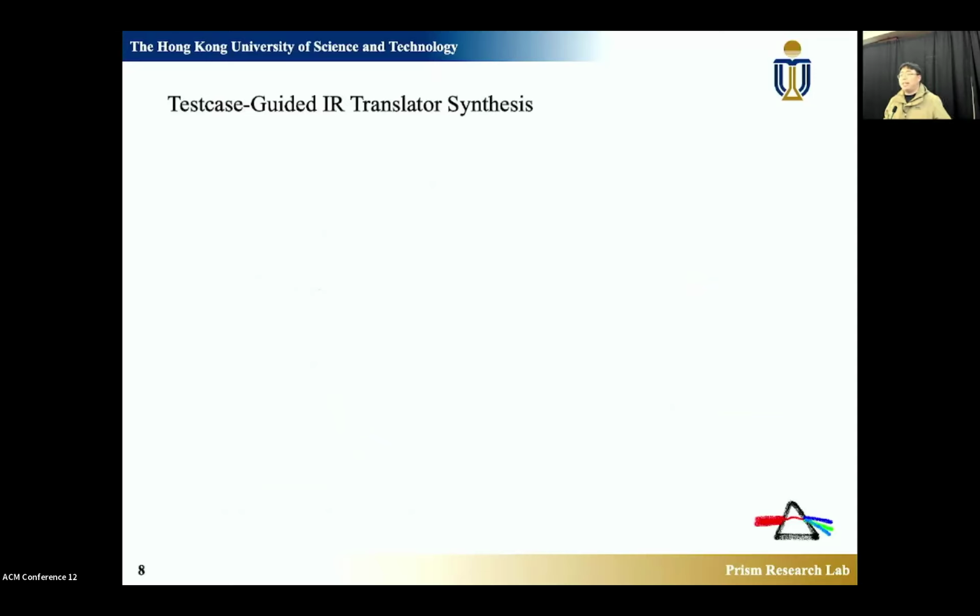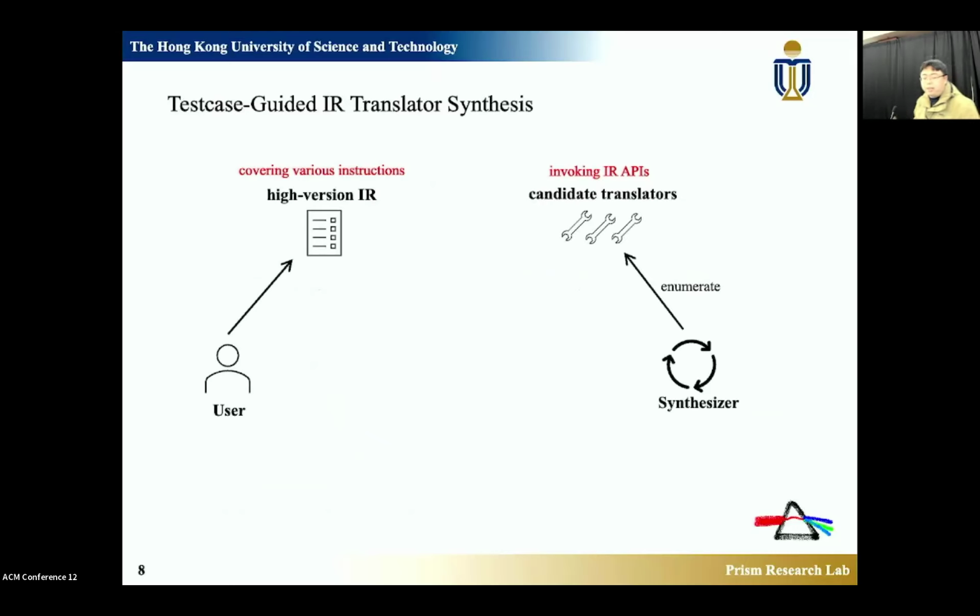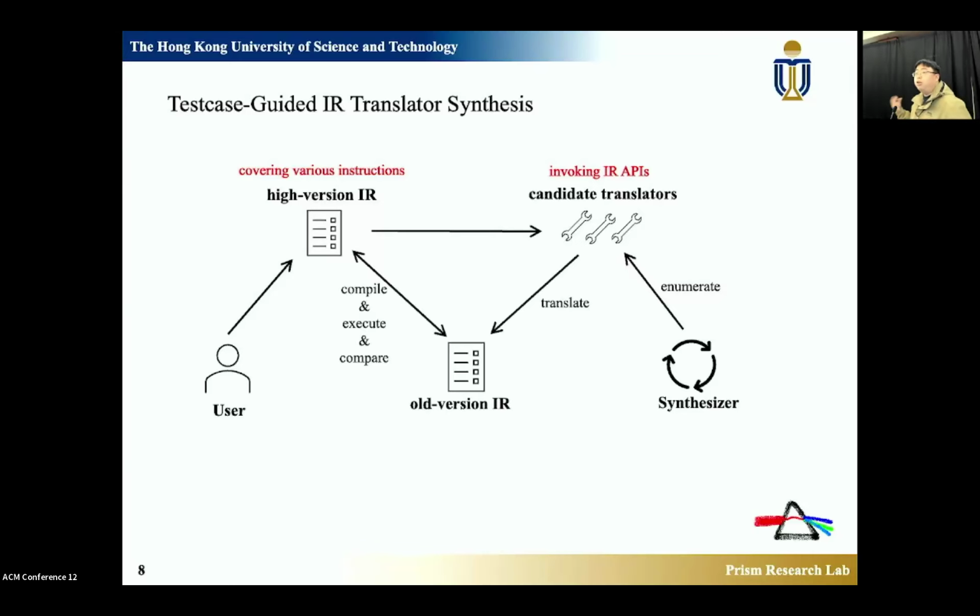So currently, our problem has become the test-case-guided program synthesis problem. The user provides a high version of IR as a test case that covers different instructions. And our synthesizer just enumerates the candidate translators for different instructions, and it can leverage the IR APIs to achieve this goal. By applying such a candidate, we can translate the high version of IR to the low version, and by comparing their outputs, we can validate whether the candidate translator for each instruction is correct or not. So basically, this is a very standard workflow for test-case-guided program synthesis.